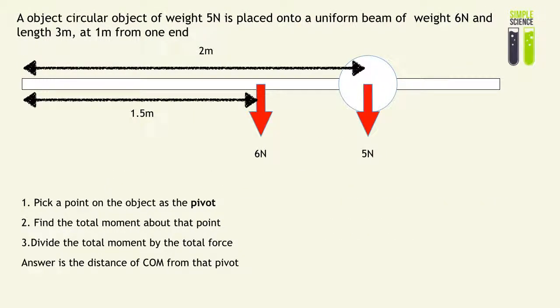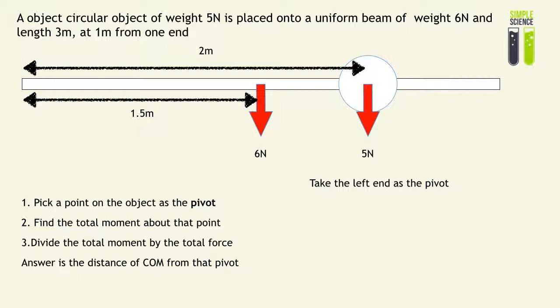Now let's look at an example in which we numerically designate these values. The first thing we want to do is pick a point on the object as the pivot. So let's pick the leftmost point on the object as the pivot, and we find the total moment of the force. So we take the left end as the pivot, and we find the total moment about that end.